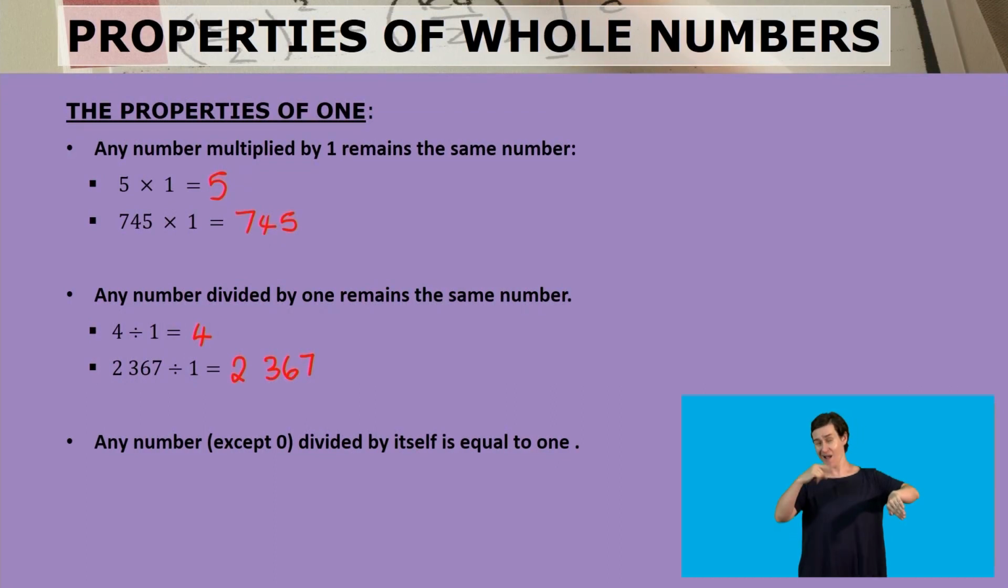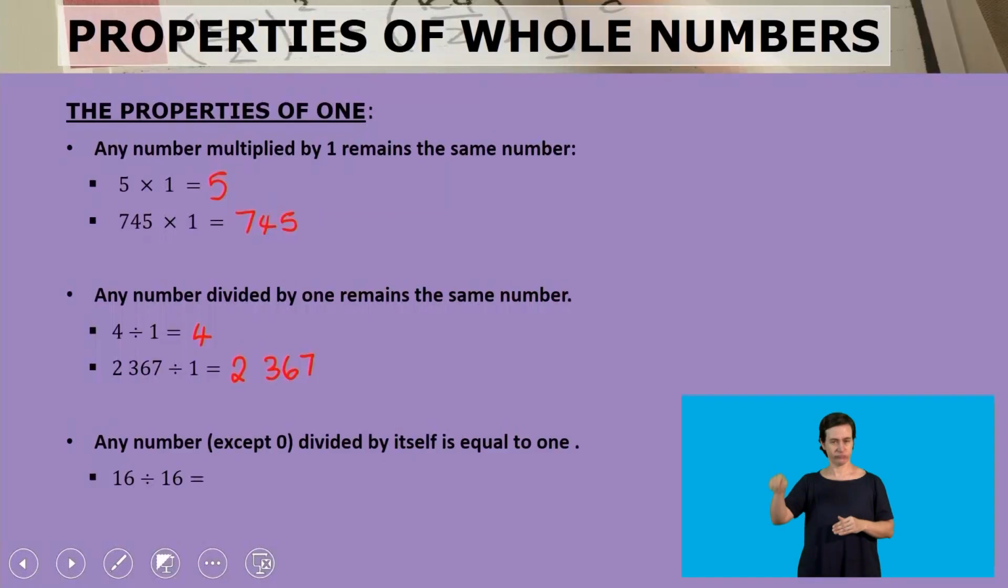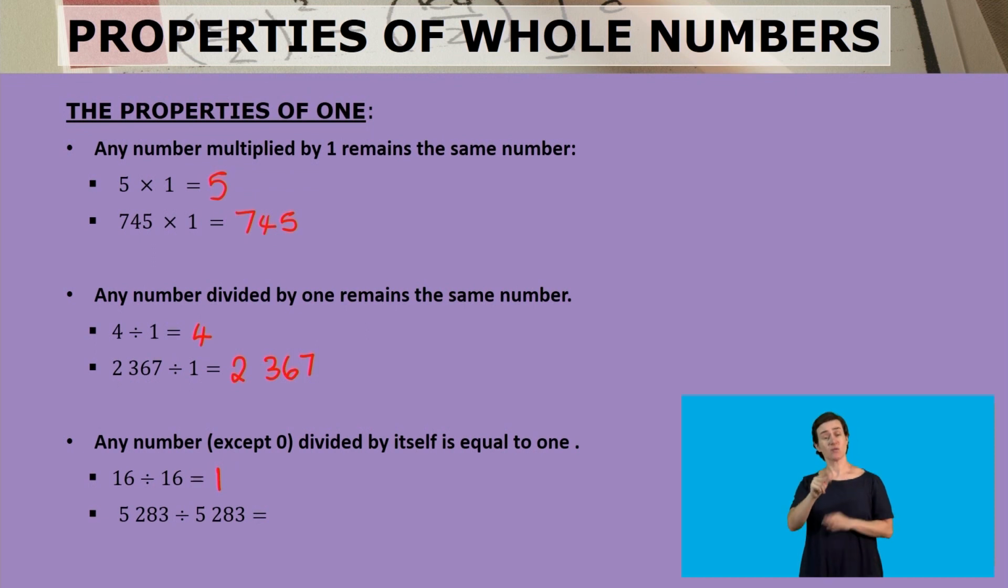The next property of 1 is that any number divided by itself is equal to 1, except for 0. So if I have 16 divided by 16, what will the answer be? 1. If I have 5,283 divided by 5,283, what will the answer be? It is going to be 1.